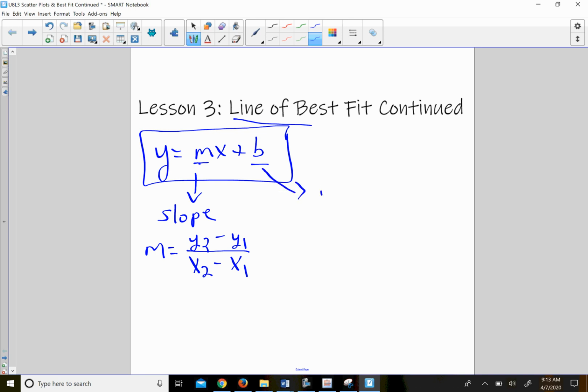And then the b value is your y-intercept. It's where the graph hits or intercepts the y-axis. Sometimes this is easy to visually see on a graph because you can see where it's hitting the y-axis. But there are times where the y-intercept is outside of the line. So you have to plug in an x, y pair to figure out the b value. And we're going to look at examples of both.